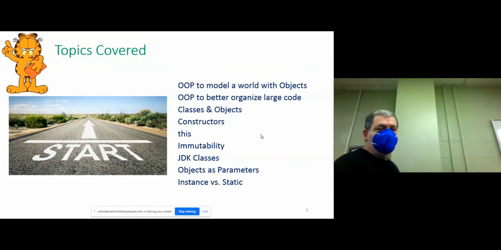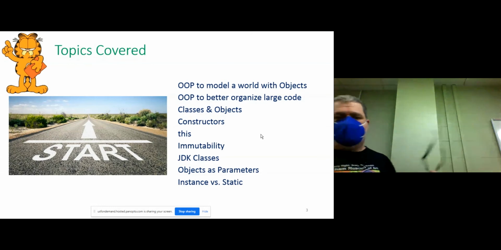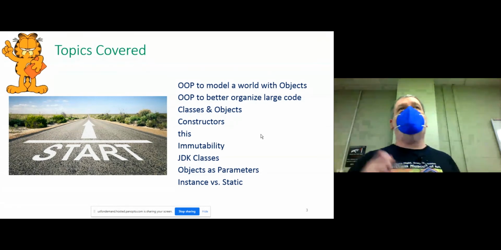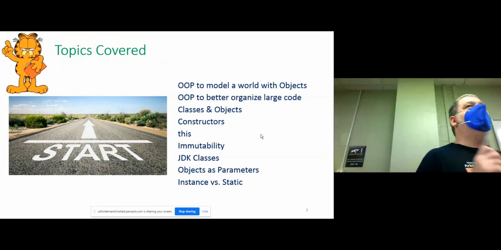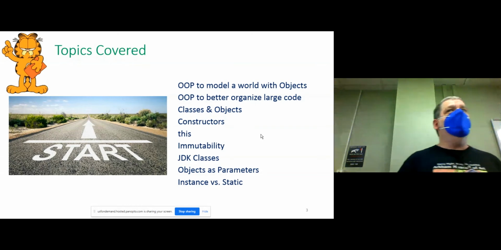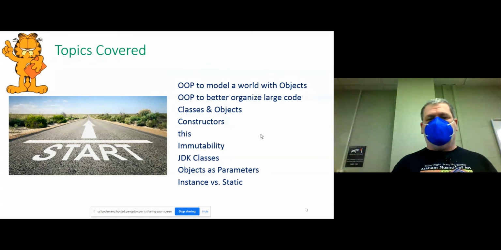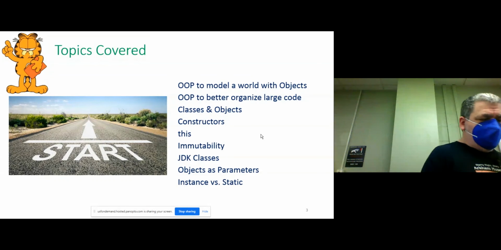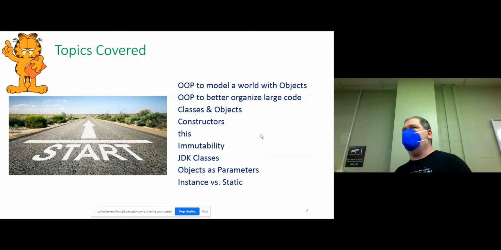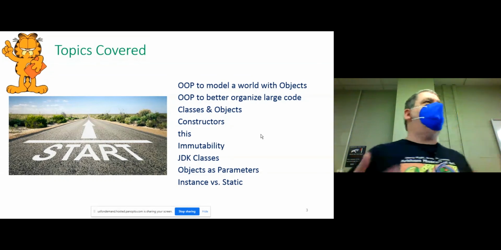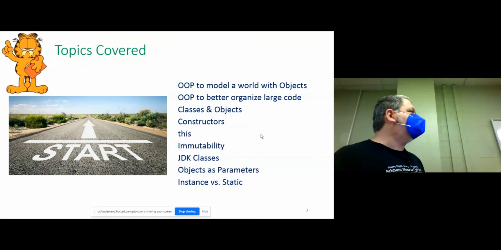Then we're going to talk a little bit about JDK classes, just like catalog type of stuff. Object as parameter, we already started messing around with that when we did the swap method, so we're going to finish up that topic. And then we're going to talk about instance versus static anything. Anything meaning method and attribute. I'm going to define this.